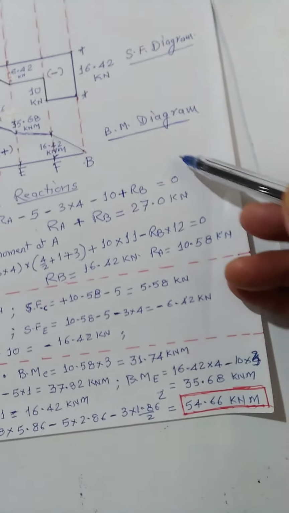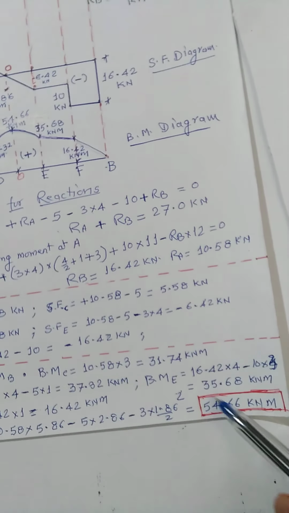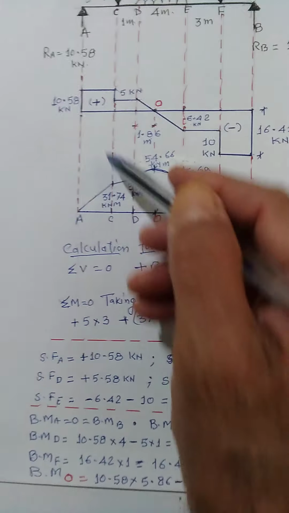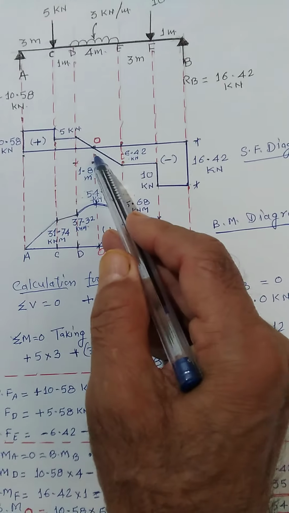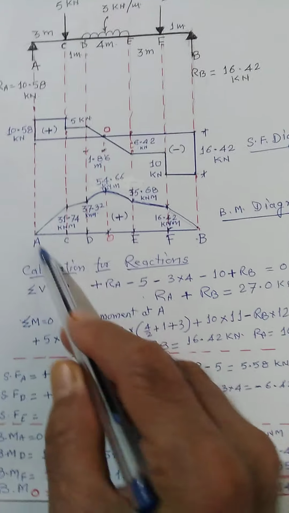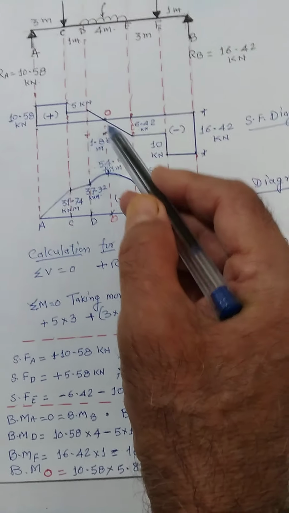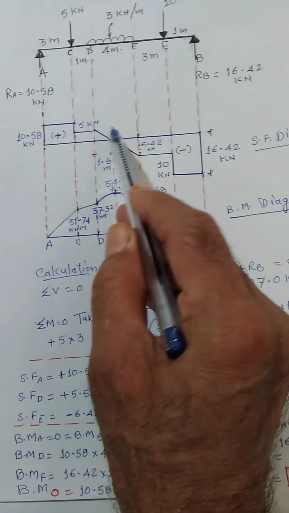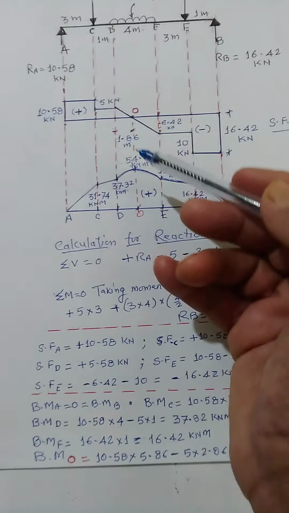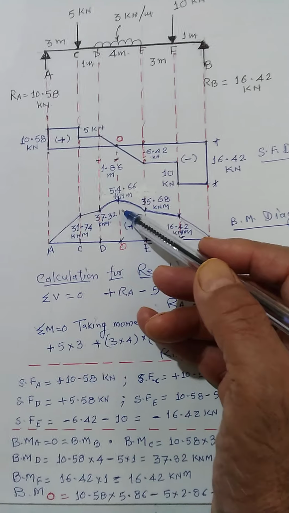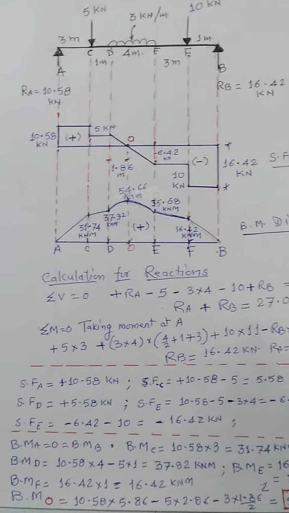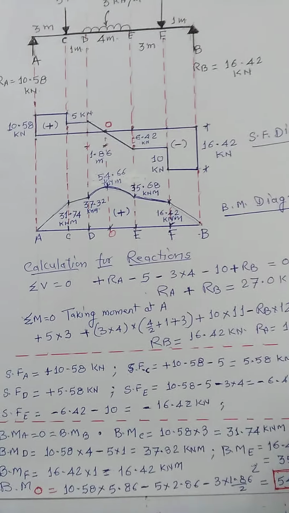Rest of all other bending moments you will find are less than 54. So it is most important to find this point first. First of all, find out the reaction, draw the shear force diagram, draw the bending moment diagram, and pick up the value where the shear force changes the sign, and then finally find the bending moment where the shear force is 0. It must get the maximum bending moment value.